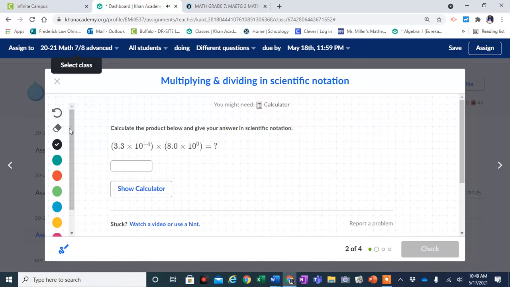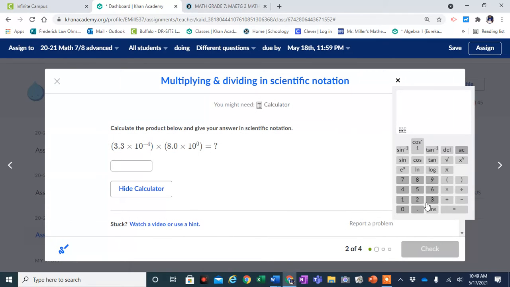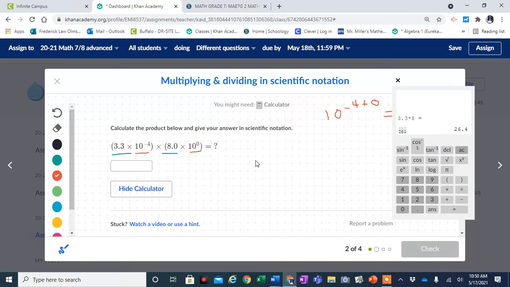Okay, for this one, we can multiply the 3.3 times 8, and then remember that when we multiply, we add the exponents. So this would be 10 to the negative 4 plus 0, and then that would be still 10 to the negative 4. With the calculator, we need to do the 3.3 times 8, we get 26.4.